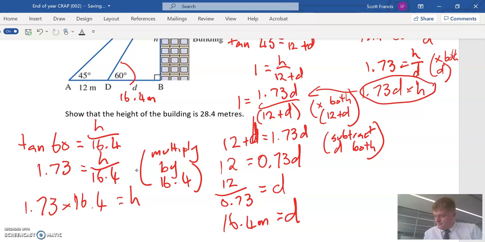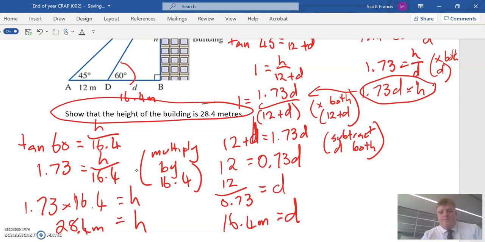1.73 multiplied by 16.4 gives 28.37, which is 28.4, so 28.4 meters equals the height. And we're asked to show that the height of the building is 28.4 meters.